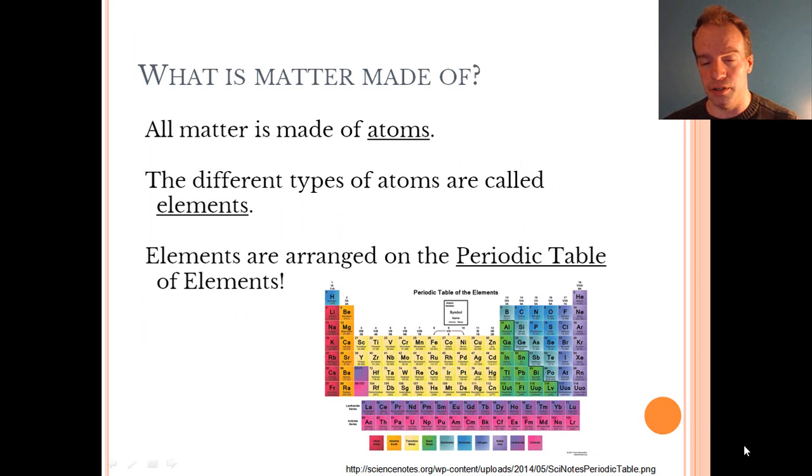And matter is made up of atoms. Atoms are too tiny to see with our eye, but everything is made up of them. And there are different types of atoms, and these are called elements. They're the smallest building blocks of everything. And all the things that we know of are made up of these atoms. And you can find all these types of atoms on the periodic table of elements. So if you want to know if something is an atom or not, or if it's a type of element, you only have to look at a periodic table to see if it's an element.